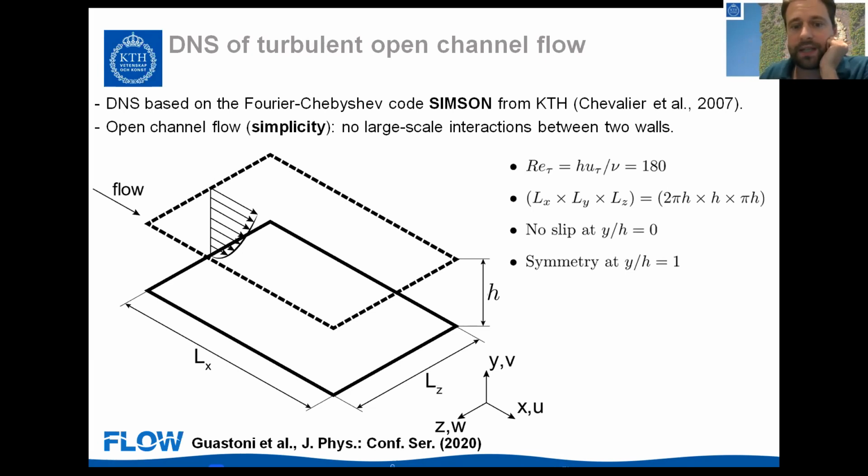And we start with a low Reynolds number, Re_tau 180. I will also show results at high Reynolds number later on. And everything is explained in this paper by Wastori and others, another PhD student in my group, in the Journal of Physics Conference Series.